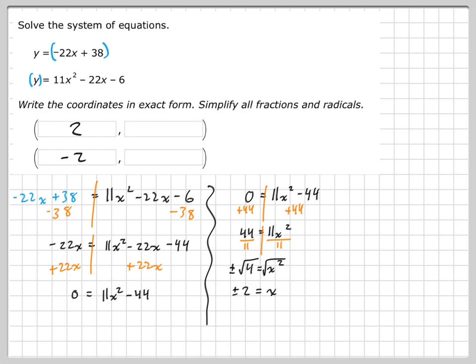Woo! How pretty is that? It gets all nice. It gives me a nice number. And you guys know, sometimes when you square root a number, it does not give you a nice number. Now, this is not my final answer. My final answer has to include the y values.